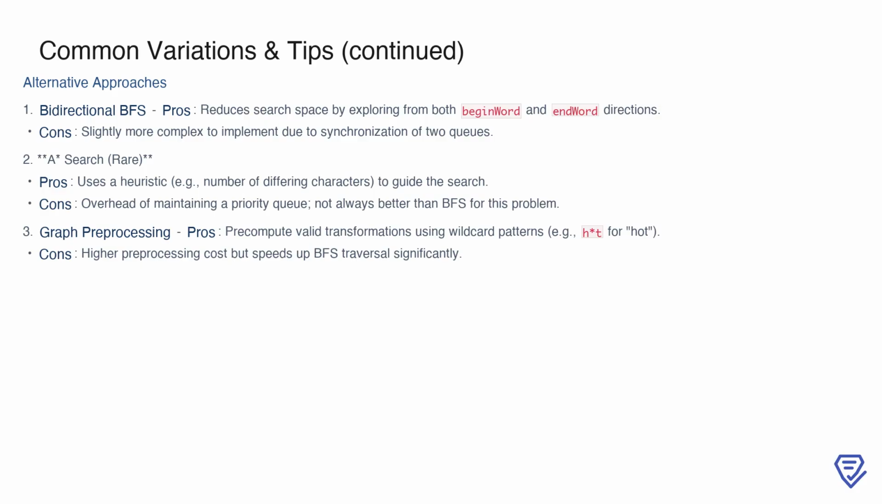Lastly, there's graph preprocessing. This involves pre-computing valid transformations using wildcard patterns, such as replacing a character with a wildcard. For example, the word hot could generate patterns like h*t. Although the preprocessing step has a higher upfront cost, it significantly accelerates BFS traversal by narrowing down the possible transformations quickly.